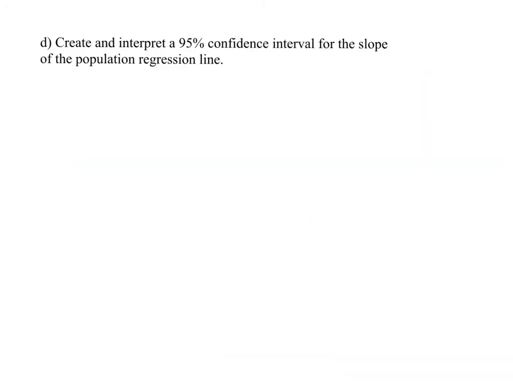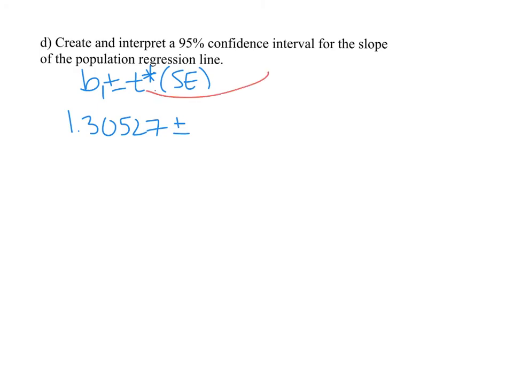So let's do the final question together. We're going to create and interpret a 95% confidence interval for the slope of the population regression line. We've actually already checked all conditions. We've defined our variables. So now we're just going to go straight into our interval. Our formula is b1 plus or minus t star times the standard error. So let's do this one together. b1, they gave us up there, it was the slope of our line, which was 1.30527. So then for t star, you are going to have to look at the table.